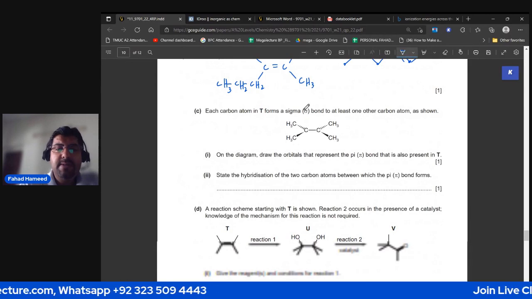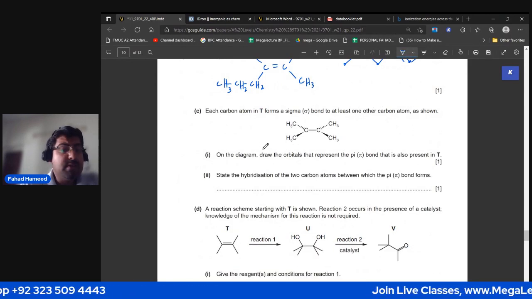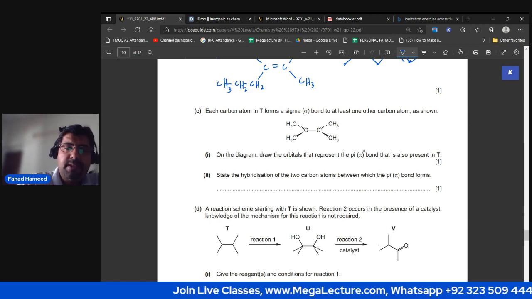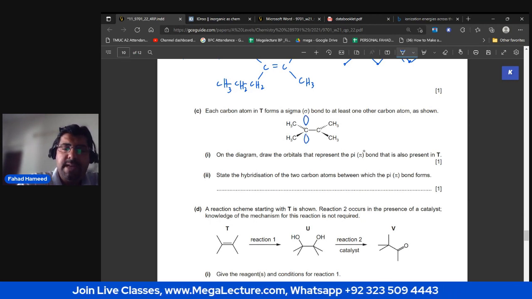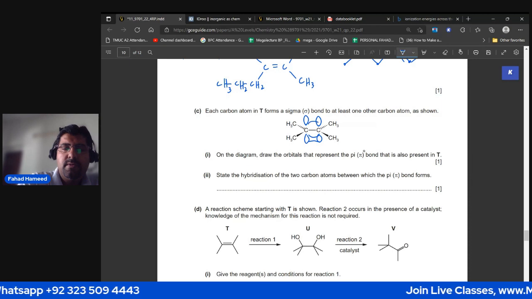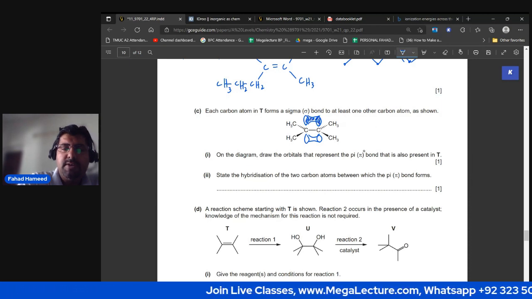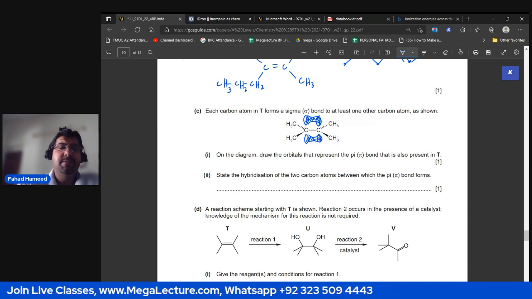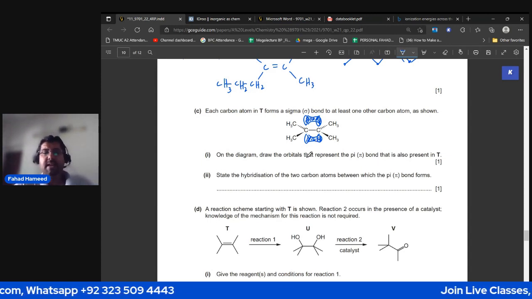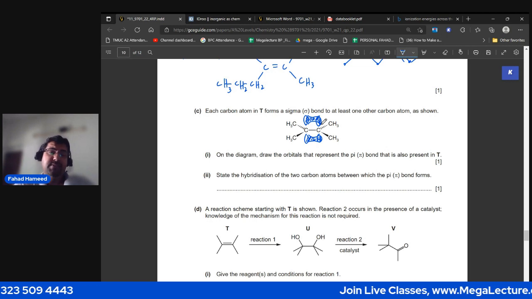Now each carbon atom has a sigma bond, at least one carbon atom. Draw on the diagram, show the orbitals that are present. How do you make a pi bond? The pi bond is that this carbon has a p orbital, a spare p orbital. This carbon also has a spare p orbital, and they would start to overlap above and below. So you can shade, so the electrons of this extra p orbital, they would overlap, and there's going to be an electron cloud that's going to be above and below. So on the diagrams, show the orbitals overlapping. So that's how you show pi bonds.